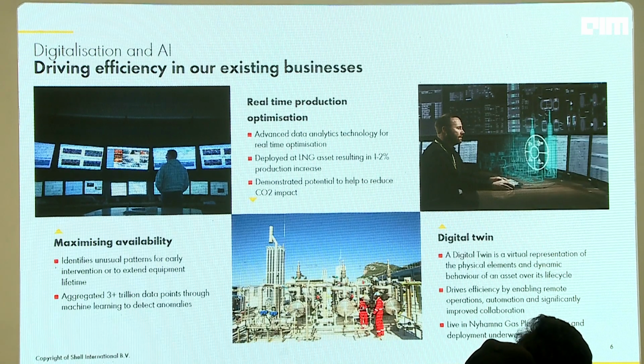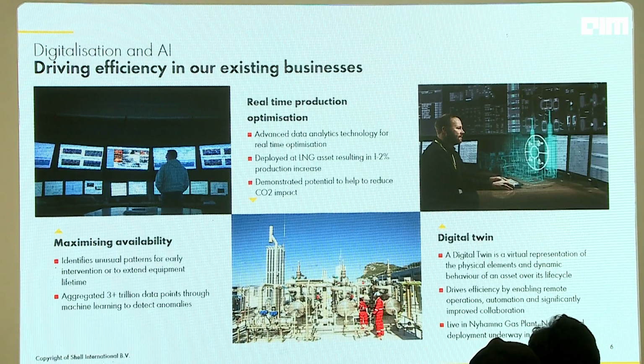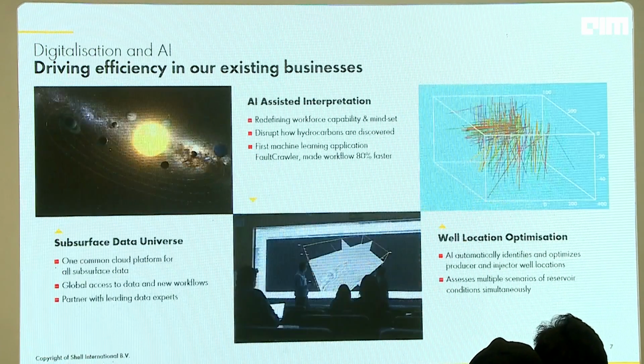Digital twin, everyone is familiar. We have deployed the digital twin technology on almost 5 different assets, and that is driving our efficiency by enabling remote operations, automation, and improving collaboration.